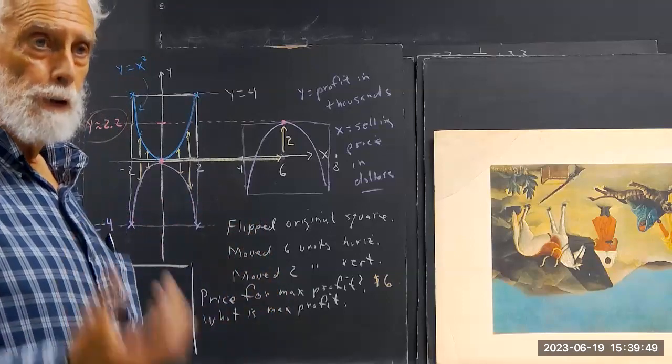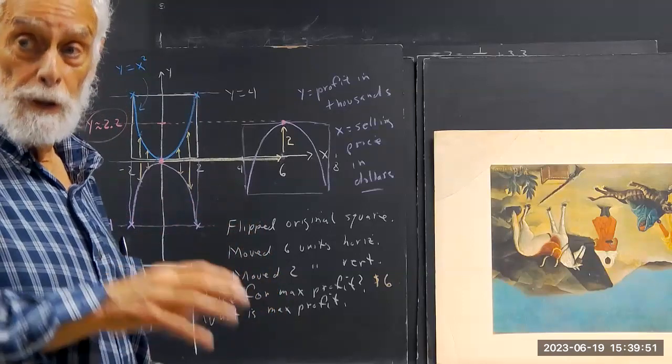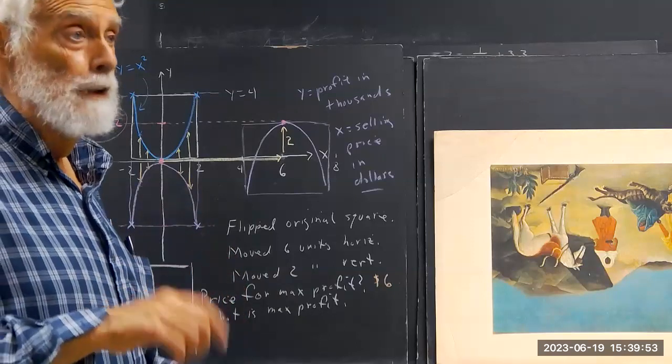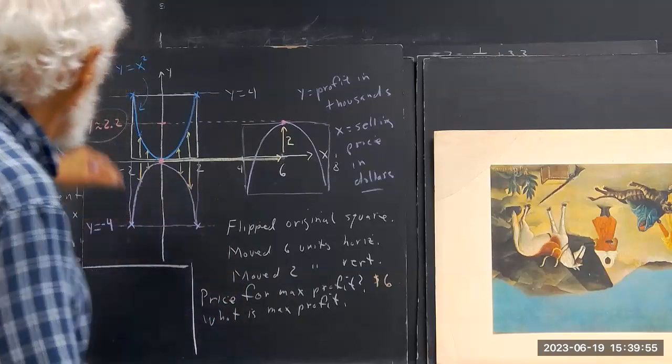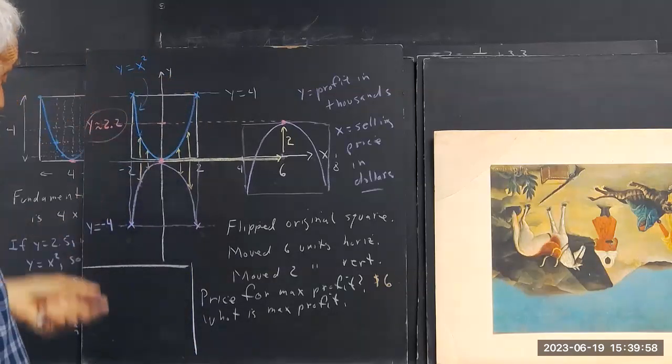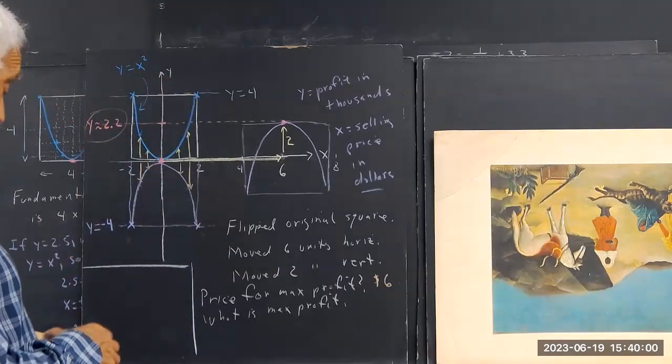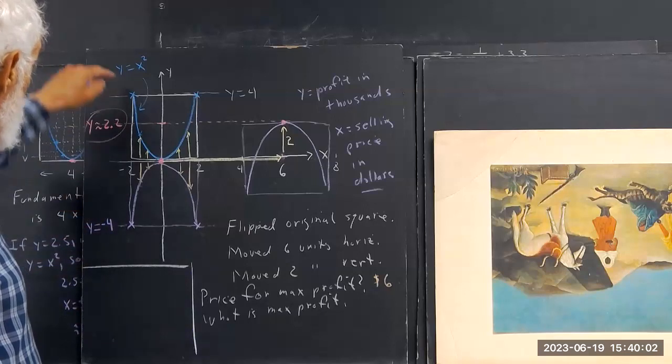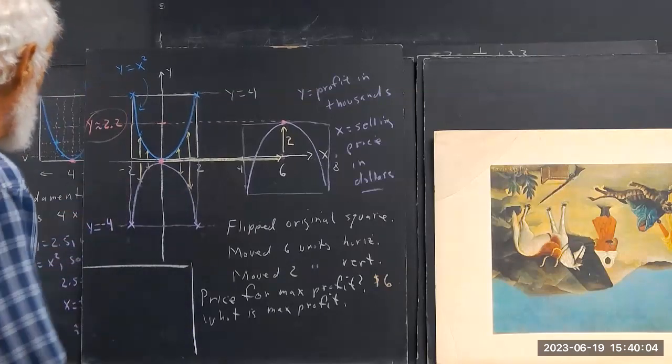Just because you can construct it on a calculator doesn't mean you really understand it. You want to understand it at the level of being able to construct it yourself. It turns out this is very, very easy to construct. Now, anyhow, that's y equals x squared.